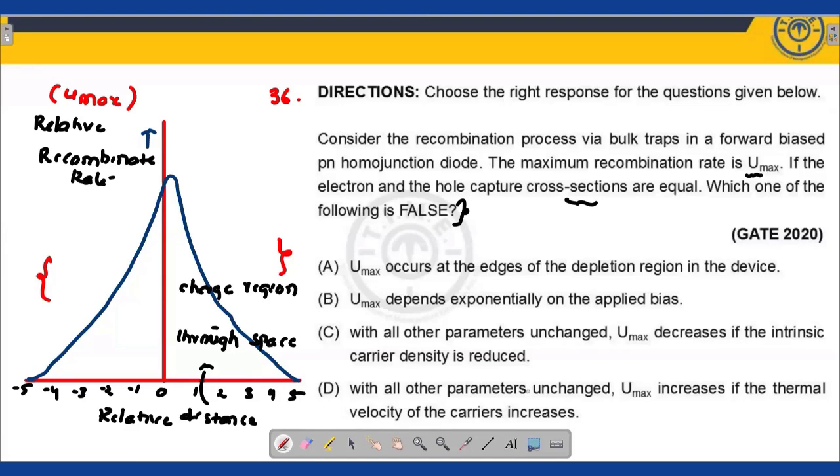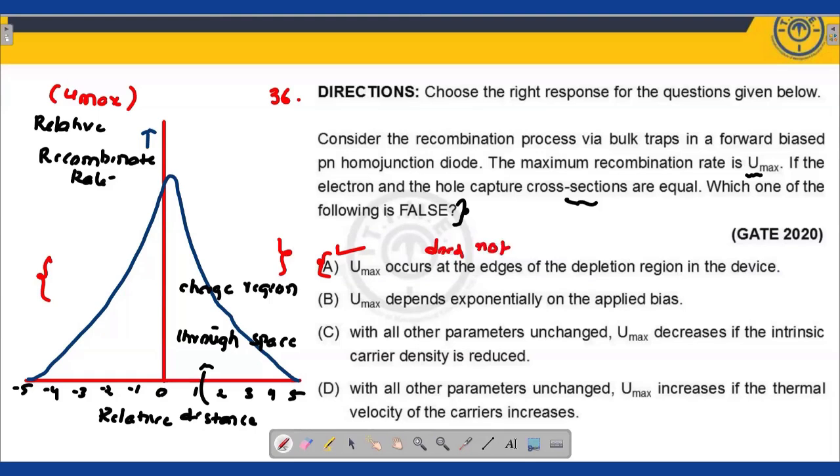The question itself is a little bit tricky over here. Okay, we need to check again the question parameters here. Very, very important here. So always, Umax occurs at the edges of the depletion region. Okay, this statement is false. Umax does not occur there.